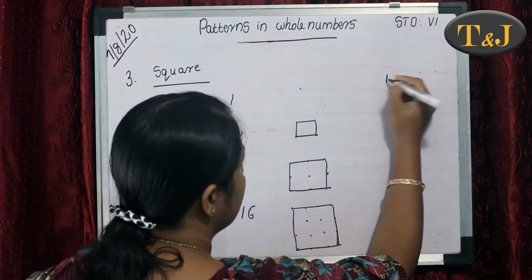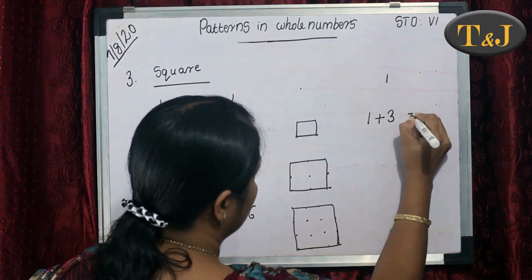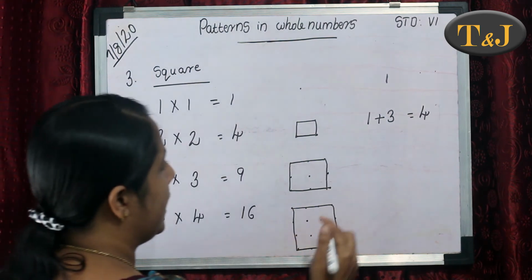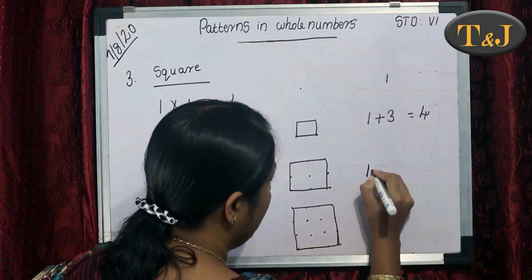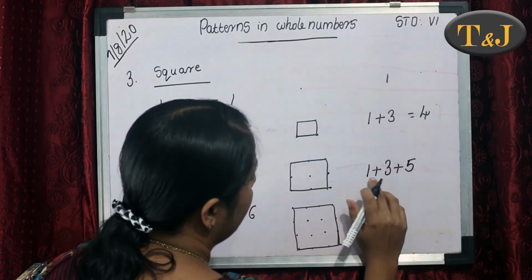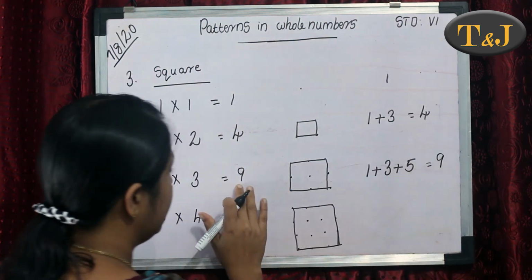Here the first number is 1. So we write 1 plus 3 equal 4. 1 plus 3 equal 4. Next our number is 9. So our pattern is 1 plus 3 plus 5. That means 3 plus 1 equal 4, 4 plus 5 equal 9. So our number is 9.